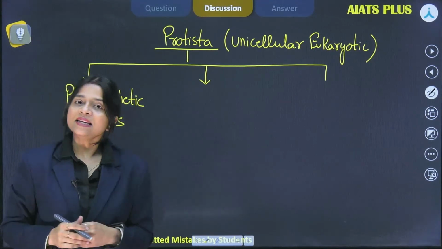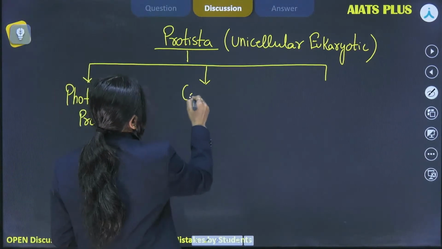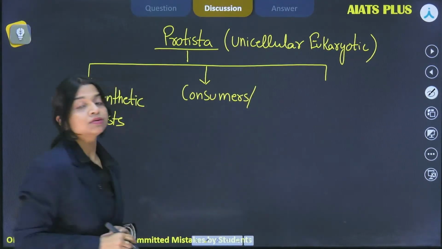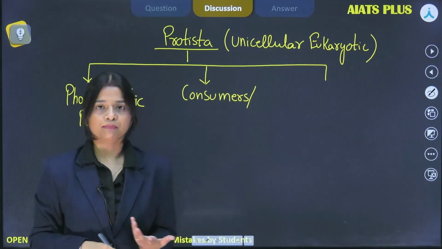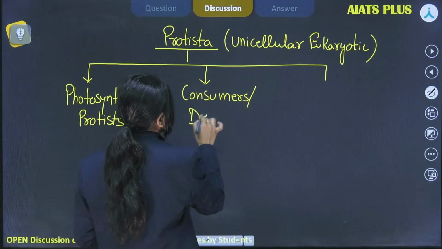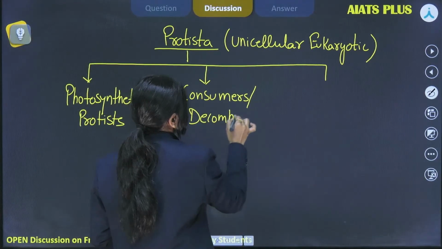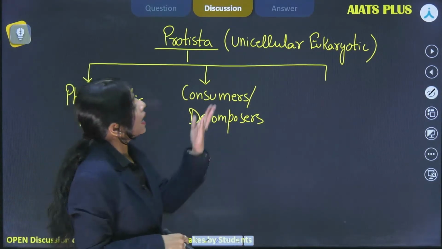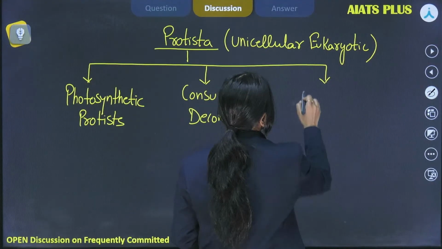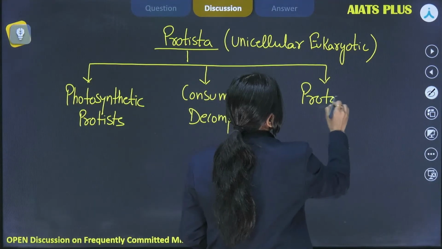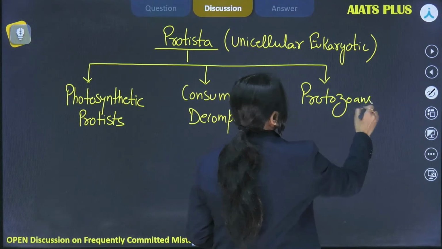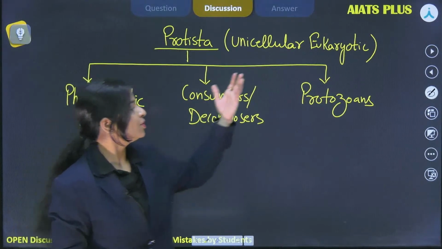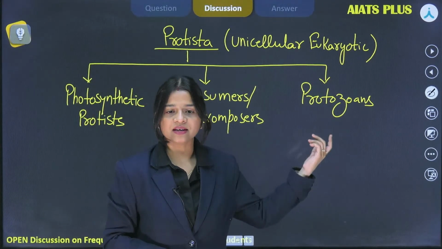If we consider the second category, it belongs to that of consumers, right? They cannot prepare their own food, and also they are basically decomposers, okay? So they are saprophytic, they are the decomposers, right? They feed on the dead and decayed matter. And the third category is of the protozoans, right? Now protozoans are also the consumers only, but they are not the decomposers, okay? That is why we are putting them in the third separate category, all right?